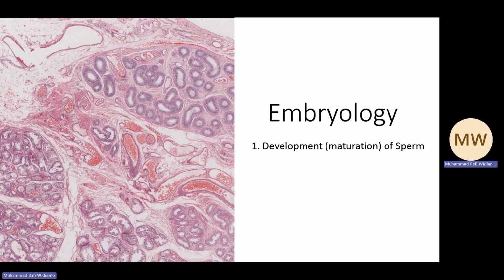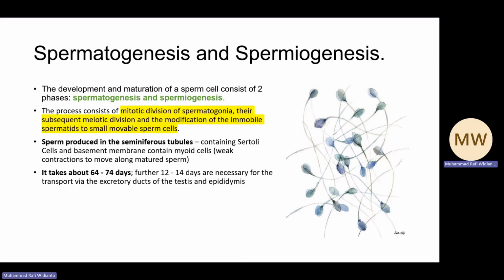Today we'll be talking about question 1 in the embryology series, which is the development or maturation of sperm. It consists of two phases, spermatogenesis and spermiogenesis, and the process consists of mitotic division of the spermatogonia, and then the meiotic division, and then that turns into the spermatids, and then from the spermatids, it basically moves into the mature sperm, which is motile.